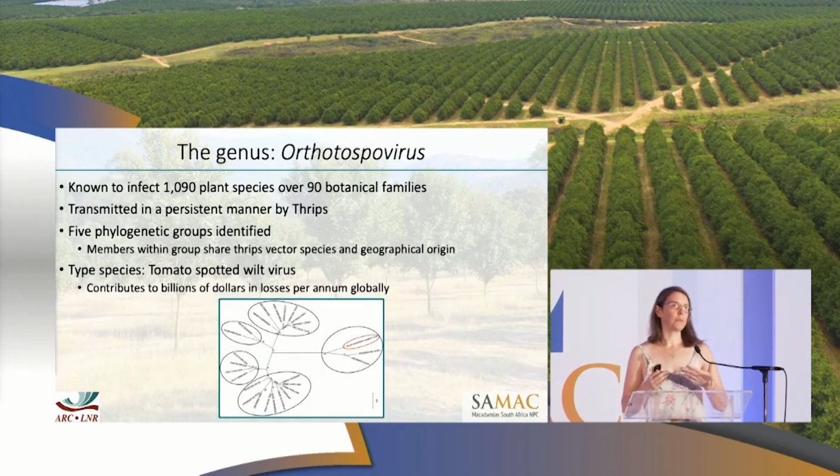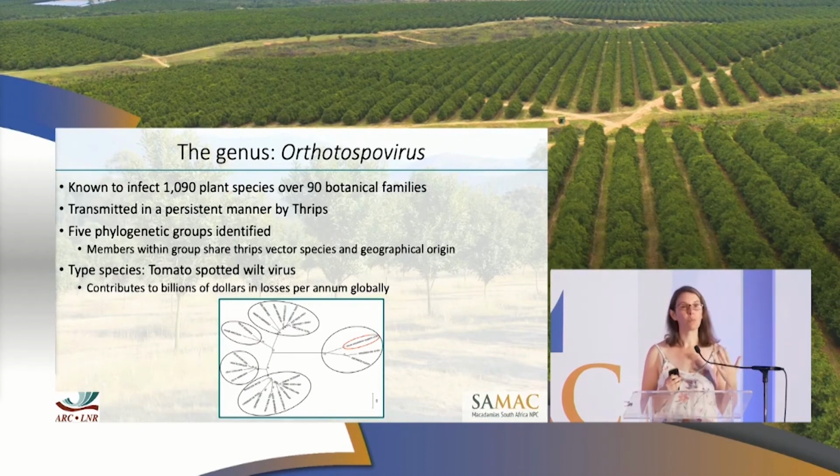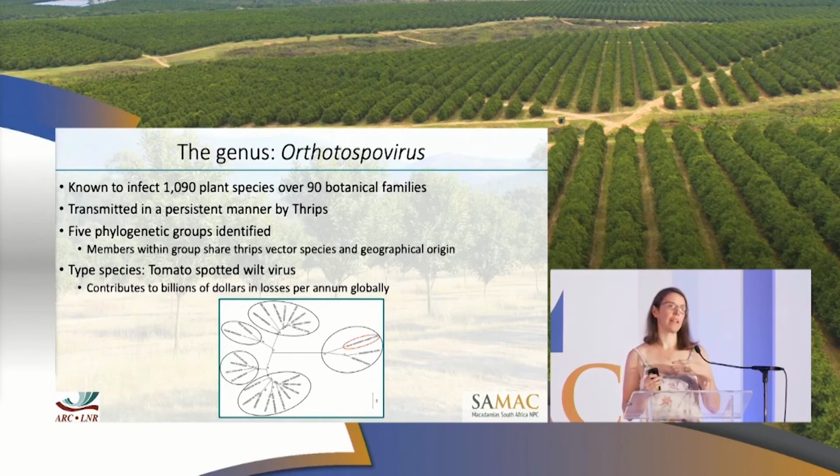So why should we actually bother looking further at this virus? It comes back to the group in which it falls, the orthotospovirus genus. This is a group of viruses of about 25 species, which are known to infect over 1,000 plant species, ranging over 90 botanical families. We do know that these viruses are transmitted in a persistent manner by thrips. This just means that should a thrip actually acquire the virus, it will remain infective throughout its entire lifespan.